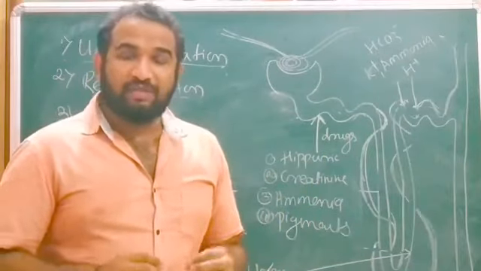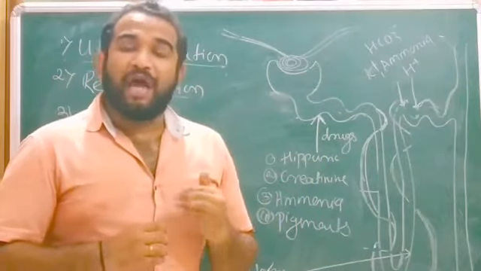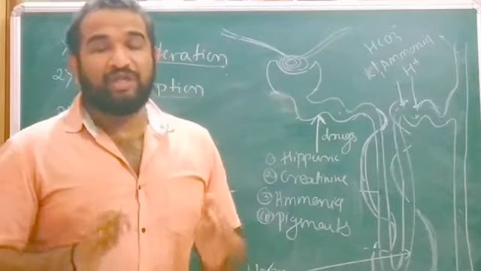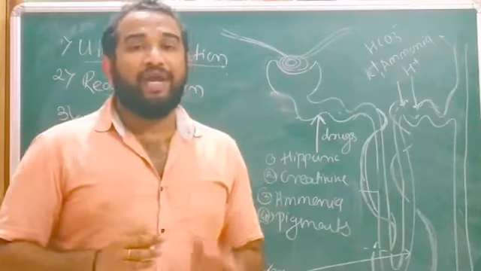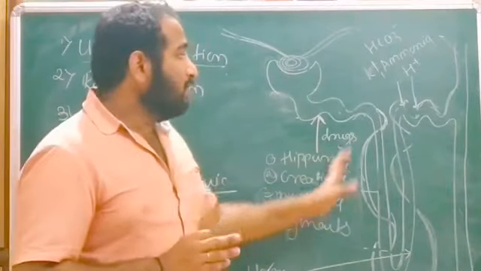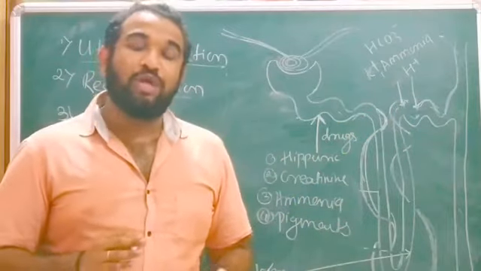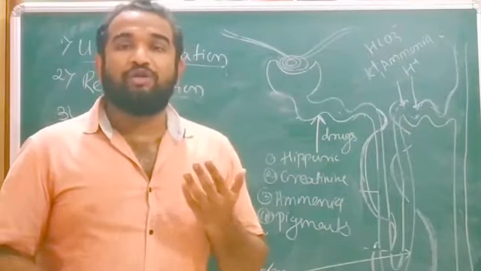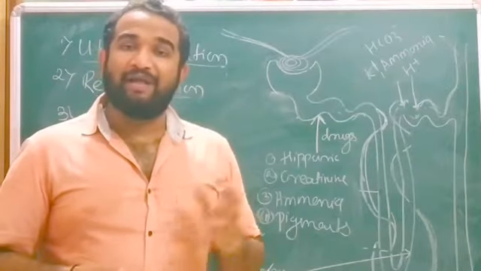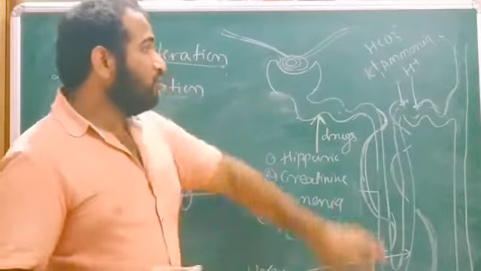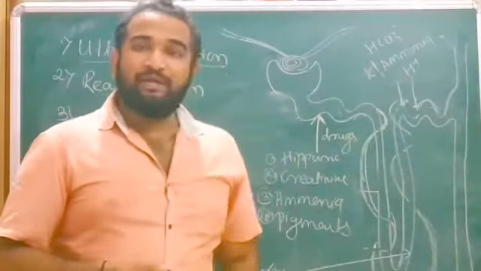Because of this secretion, the blood pH is maintained. So this reabsorption and secretion also plays a very important role in osmoregulation, the balance of ions and the balance of the pH of the blood. So finally, it goes into the collecting duct.